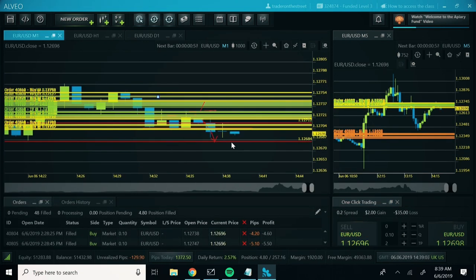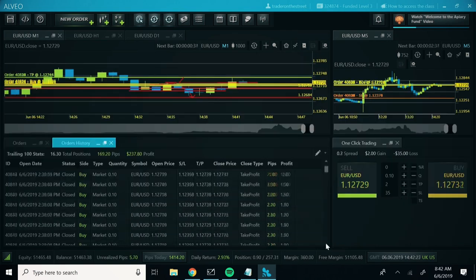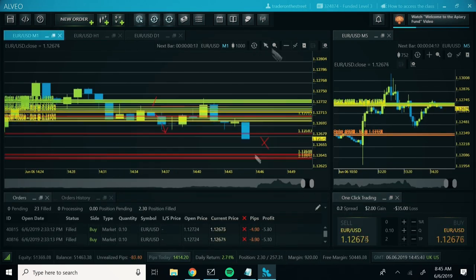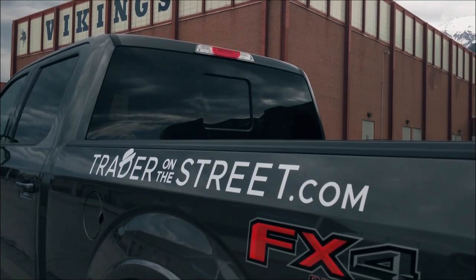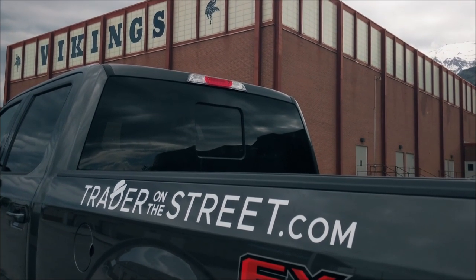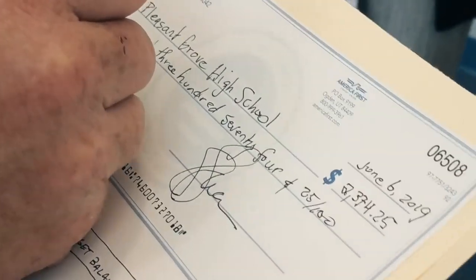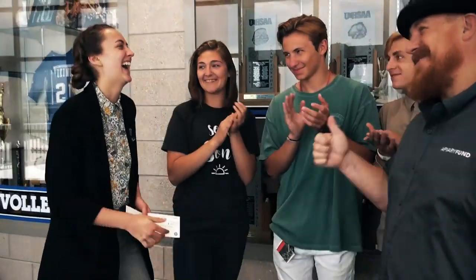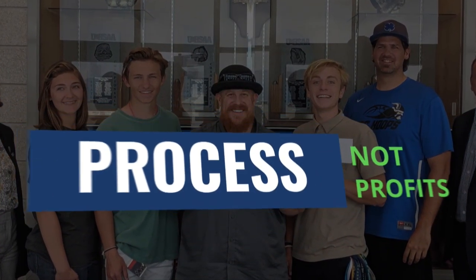With 2 hours and a relentless focus on process, Shawn was able to climb out of the hole. He closed the computer, jumped into the Trader on the Street truck, and drove to the high school where he was able to present a $2,374.25 check to the sponsor of the DECA Club, the profits from a torturous 3-hour training session. Remember, traders, it's about process, not profits.